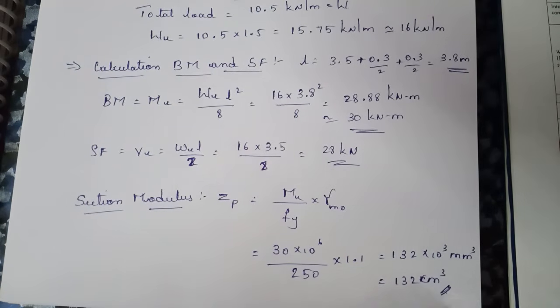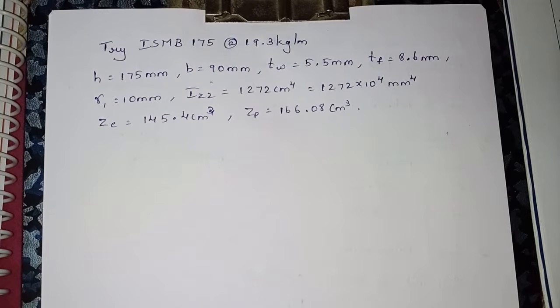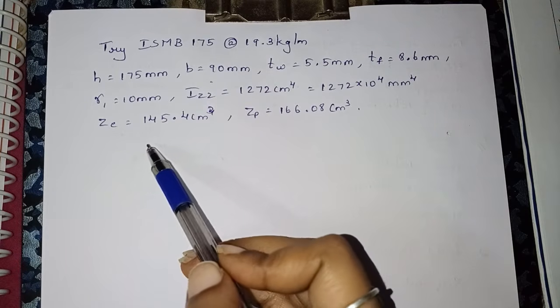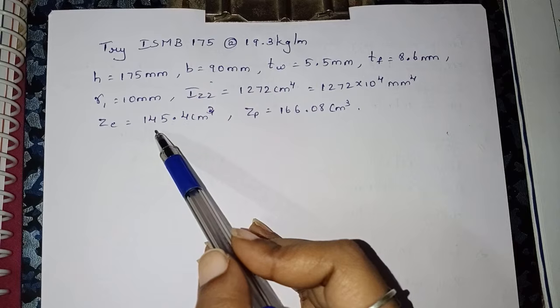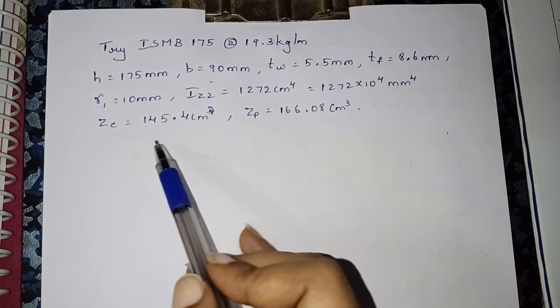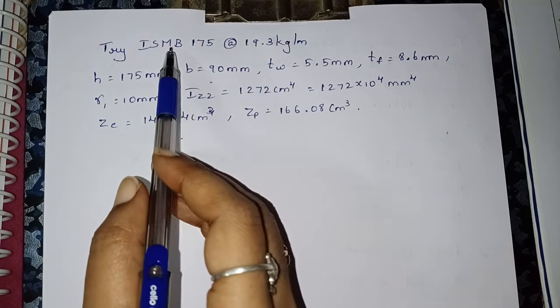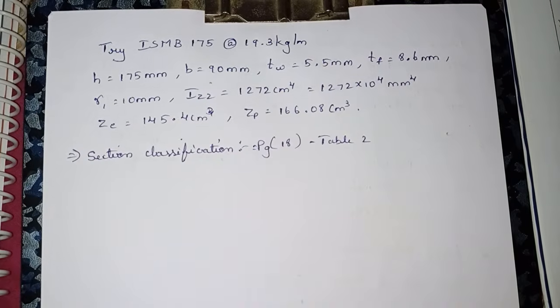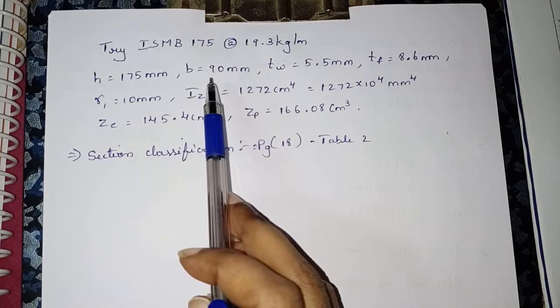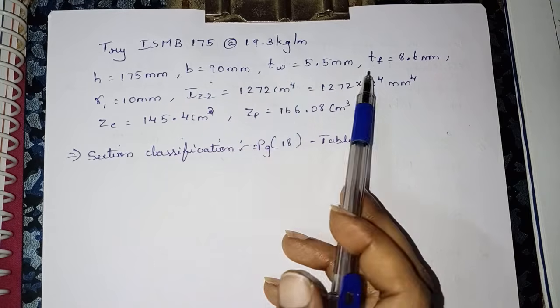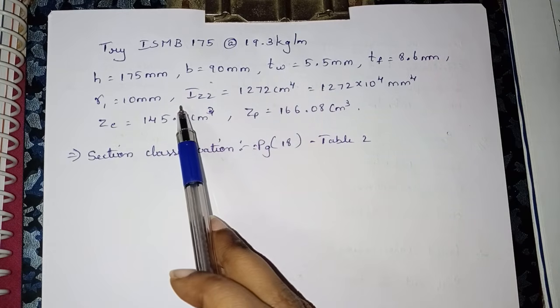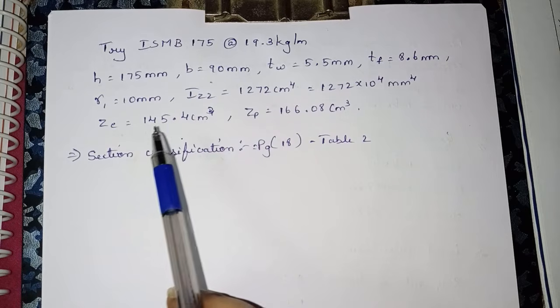Am I clear? Now you need to search this particular Z in your steel table and choose the section. So we'll try this section. With respect to the Z, we got 132, so you have to choose slightly higher than that, 145, like that I have chosen. As it is a beam, you need to choose the beam section only, that is the I section. Write down all the values over here: height, breadth, thickness of the flanges and thickness of the web, R1 is the radius, IZZ, and also Z values.